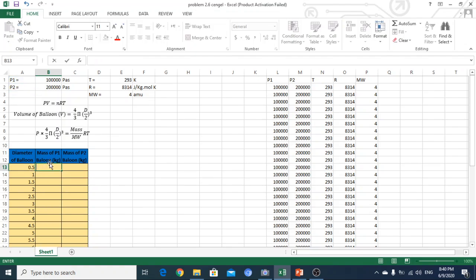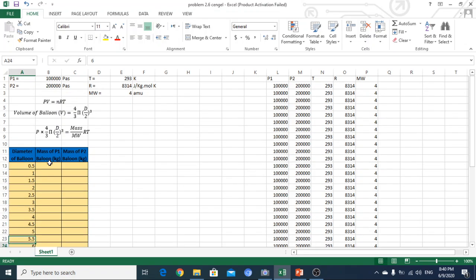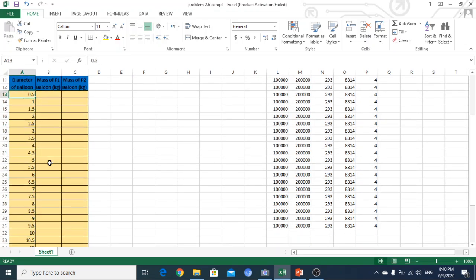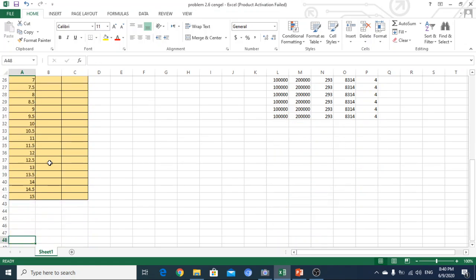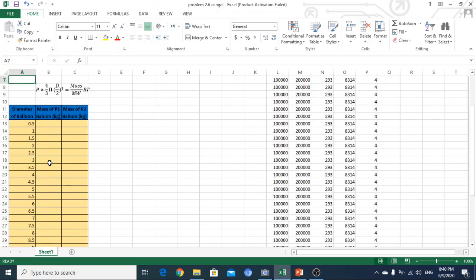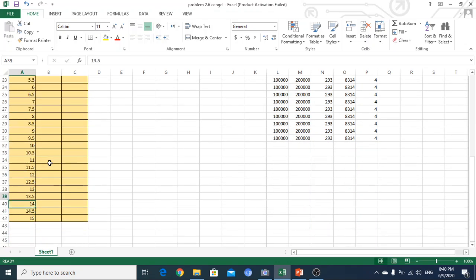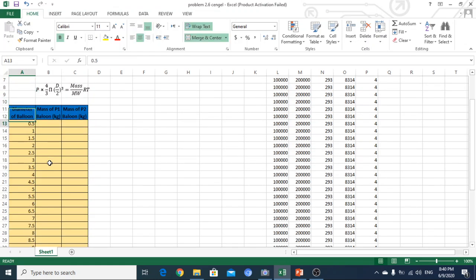And here I have plotted, I have to write the values of diameters of the balloon from 0.5 to 15 with an interval of 0.5. So these values are in meters, 0.5 meters, 1 meters, 1.5 meters and so on to 15 meters diameter. So now we will develop the formula for mass.